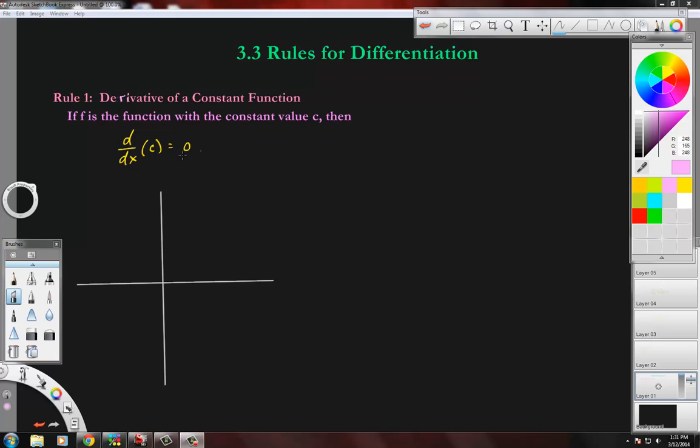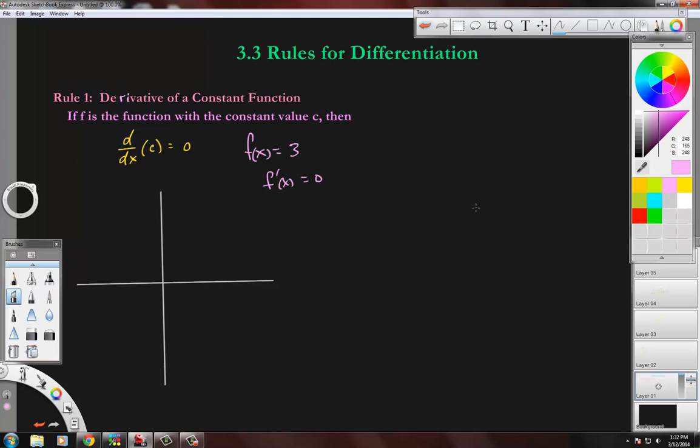It says if f is a function with a constant value c, then the derivative of that constant value equals 0. In other words, if you had, say, f of x equals 3, then f prime of x would equal 0.